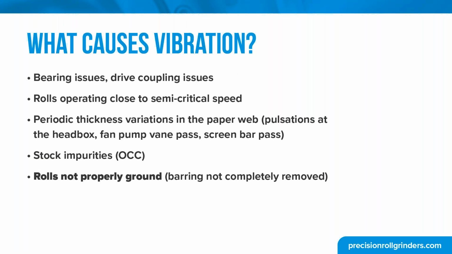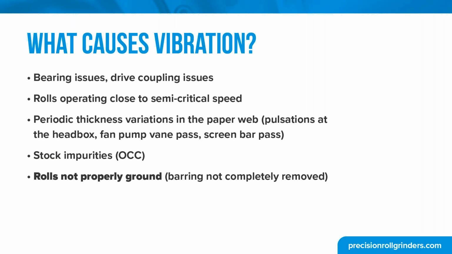If you have pulsations at the head box, fan pump vane pass frequency, if it happens to be a harmonic of the roll rotational speed. Same thing with a centrifugal screen, the bar pass frequency. It can cause a pressure pulse, can show up in the paper web, and it can influence the calendar roll. Impurities in the stock, particularly if you're running OCC, impurities are common, and it can cause vibration in the calendar stack when those impurities go through the nip.